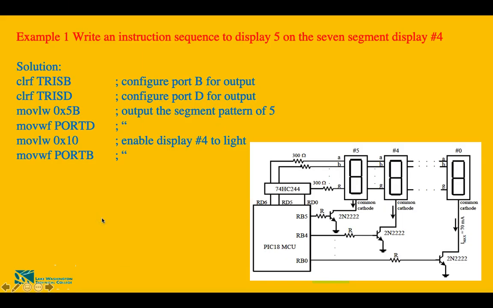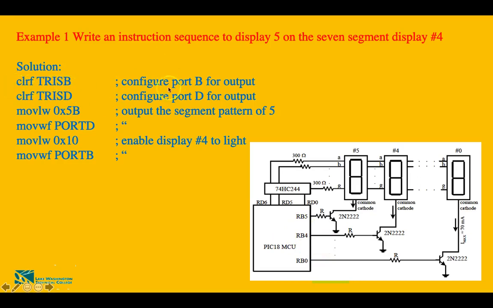Now next we have an example. Write an instruction sequence to display 5 on 7-segment display 4. So what it's saying is to display 5 on which display? Display number 4. So this is display number 4. We want to display 5 on this display, and this display is connected to RB4. Okay, so let's see what the solution will be.